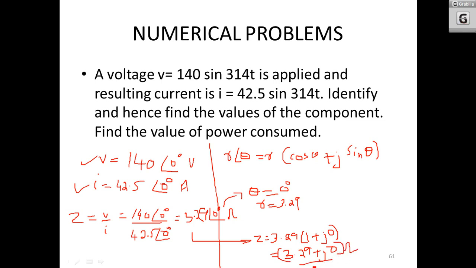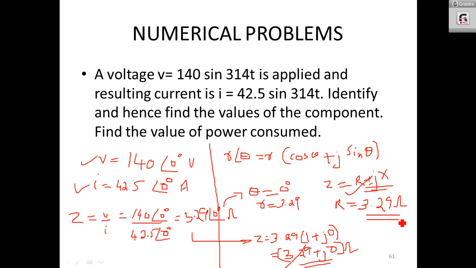Generally impedance can be represented as Z equal to R plus or minus jX. And here we already have the resistive component, which is 3.29 ohm. Therefore, the given circuit is basically a resistor with a resistance of 3.29 ohm.